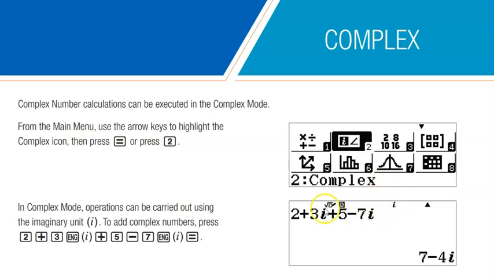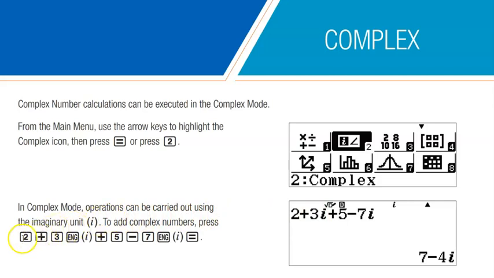Now, if you want to type a complex number for addition, you don't need to put brackets, but it's good practice to put brackets. But for addition, you don't need to. Let's say I've got these two complex numbers: one is 2 plus 3i, and another is 5 minus 7i. I want to add them.